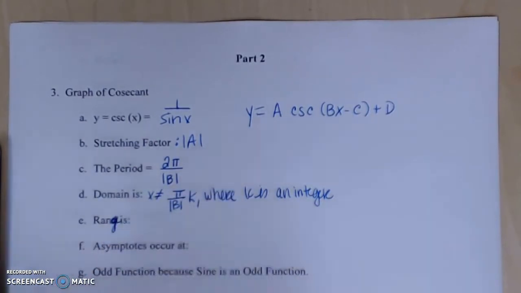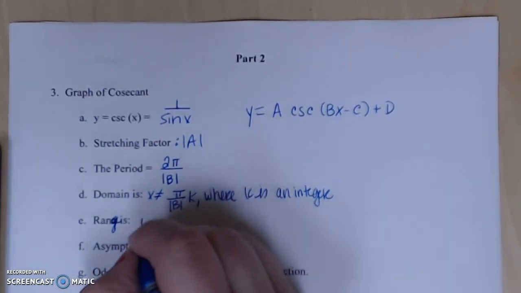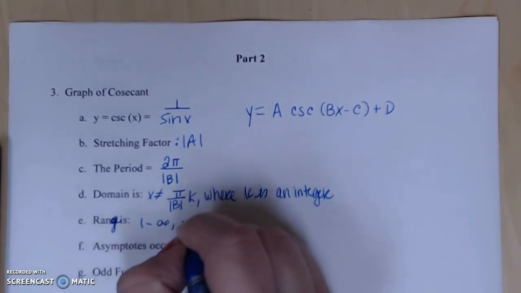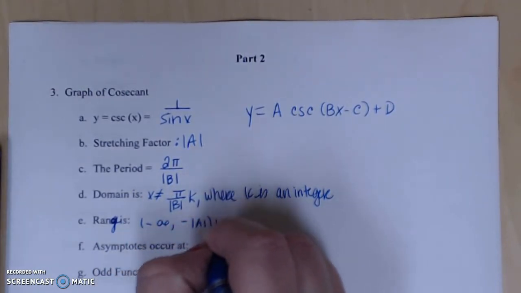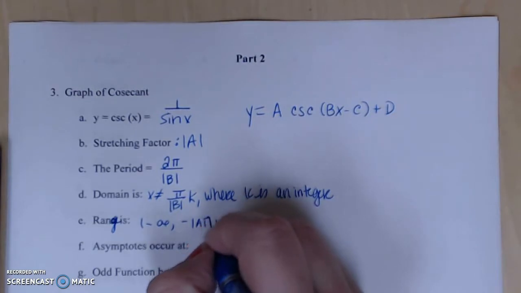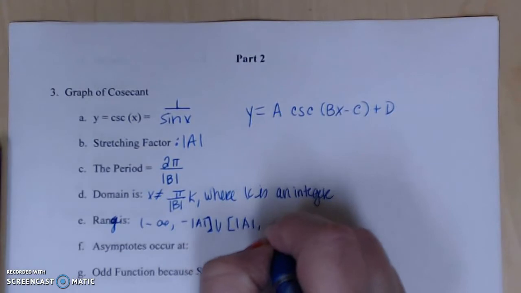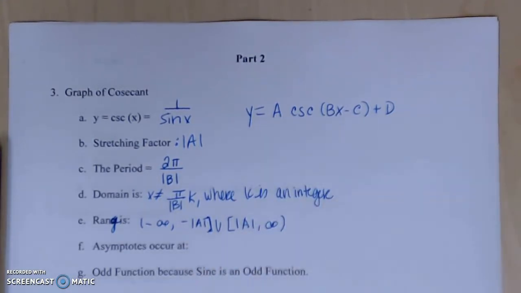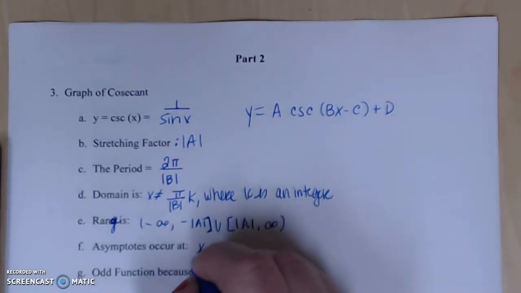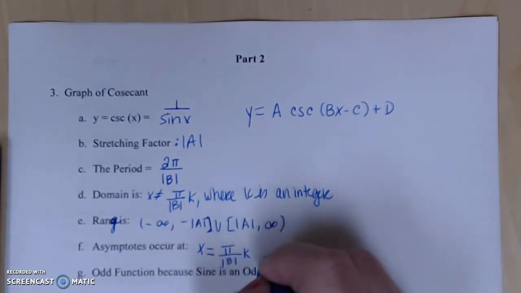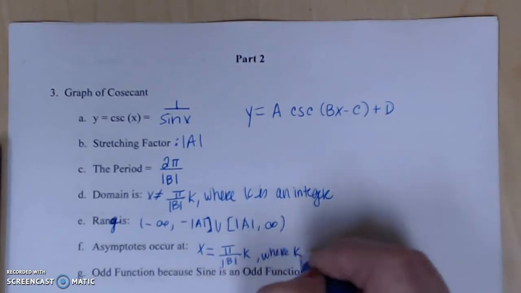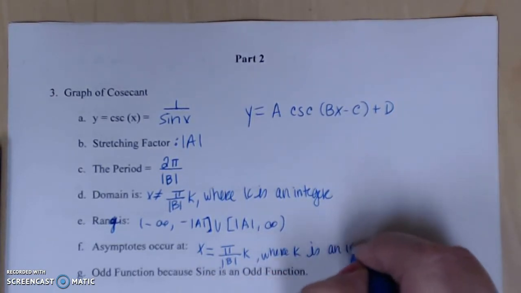When we're looking at the range of the function, the range is going to be from negative infinity to negative absolute value of a, unioned with the absolute value of a to positive infinity. And again, this will make a little more sense when I show you the graph in the next step. There are asymptotes. The asymptotes are going to occur at x equals pi over the absolute value of b times k, where k is an integer.